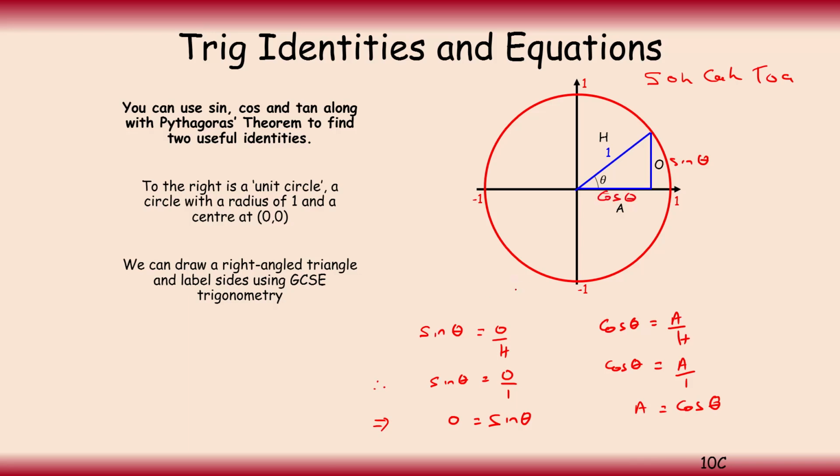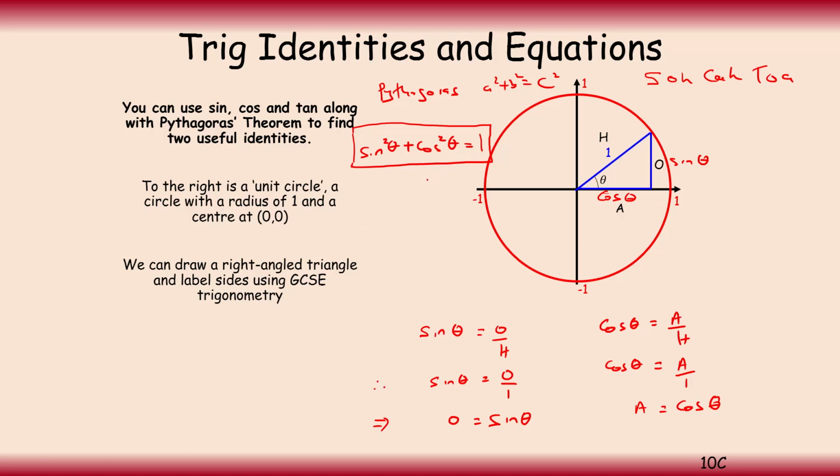Now I've got a right angle triangle. One of the things I do know about right angle triangles is Pythagoras. So by Pythagoras, a squared plus b squared is equal to c squared, where c is the hypotenuse. I'm going to apply that here, and I'm going to say sine squared theta plus cos squared theta is equal to h squared, or 1 squared, which is 1. And that's our first identity. Sine squared theta plus cos squared theta equals 1.